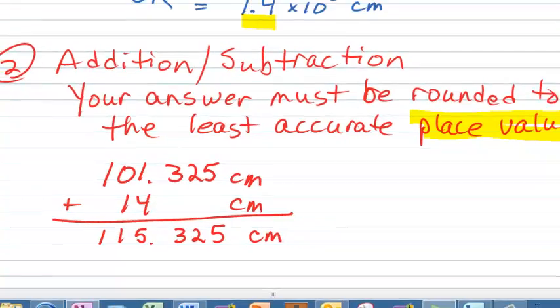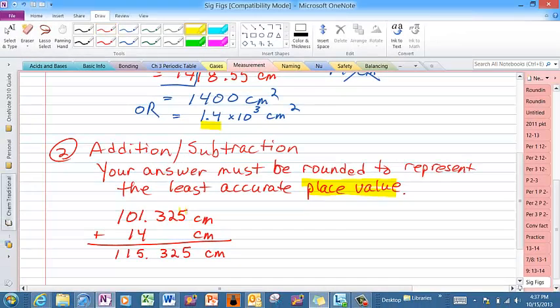So, what place value? Notice that this number is significant all the way down to the thousandths place. That's pretty accurate. Notice this number, the 14, is only accurate to the ones place. Which place value is least accurate? The ones place or the thousandths place? I hope you guys understand that it's the ones place that is the least accurate one.